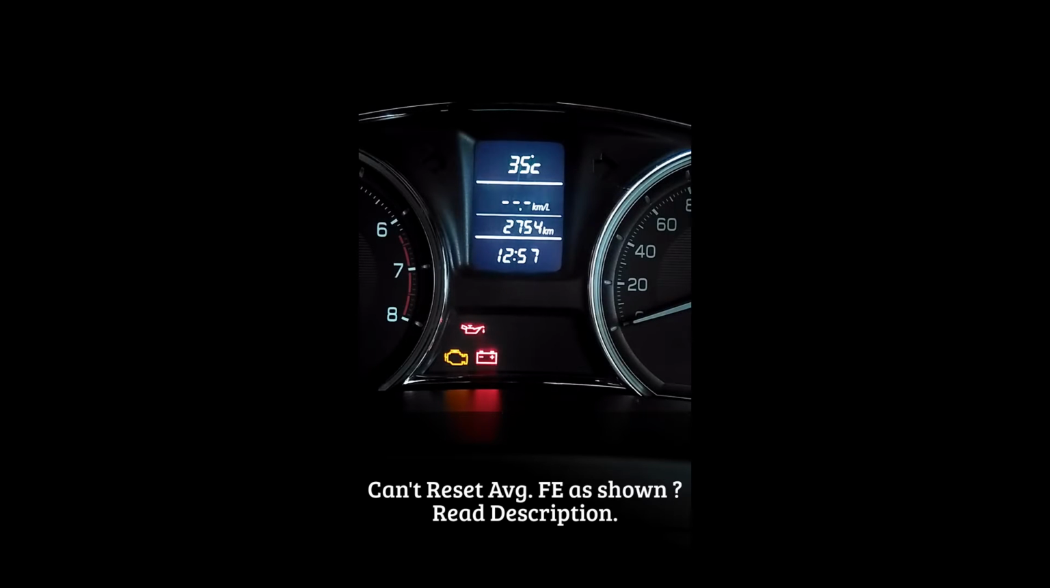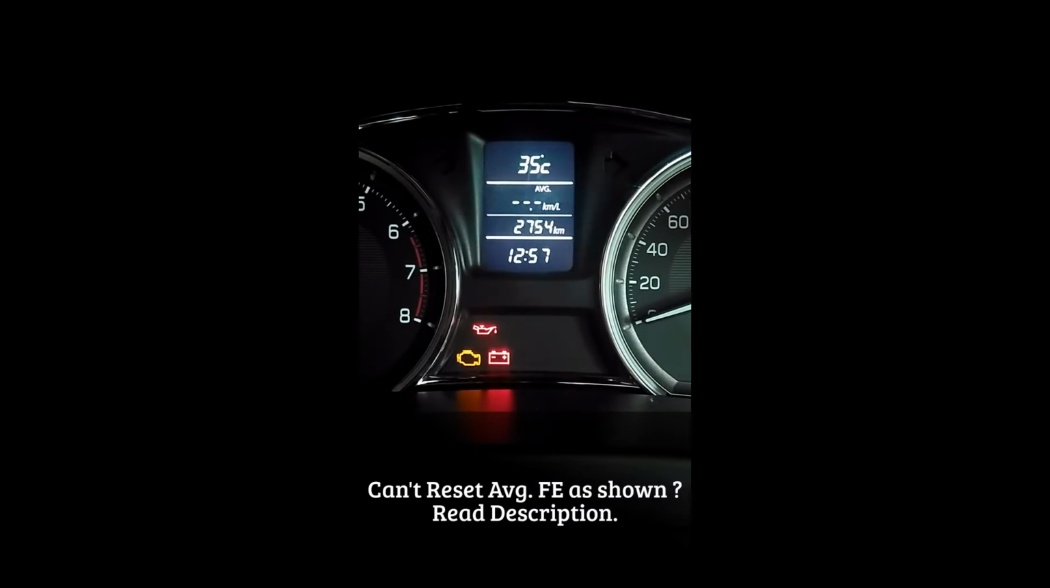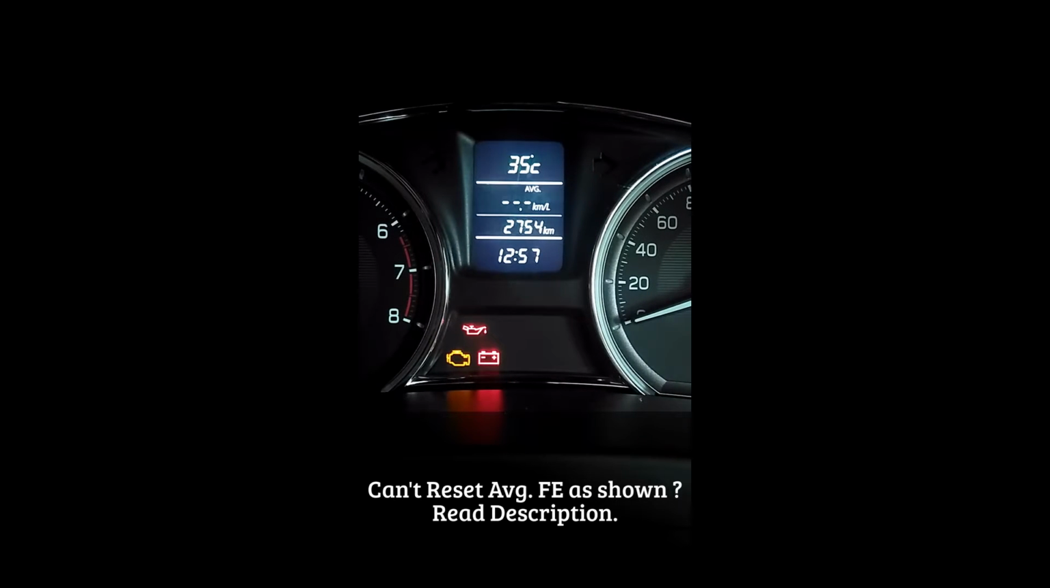So now to access the average fuel efficiency, press the right toggle button again and you will be at average fuel efficiency, which is denoted by AVG written above the fuel efficiency meter. To reset your fuel efficiency, mine is at 0. I know you cannot see the difference before and after the resetting of this thing, but I'll be telling you the process to reset it. To reset it, long press the right button. Just a minute, I'm focusing on that.